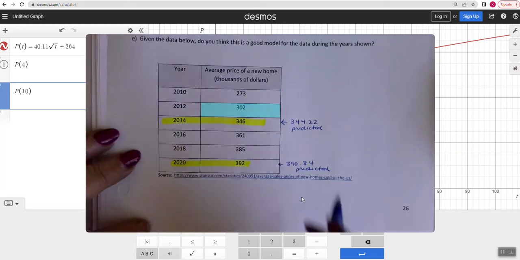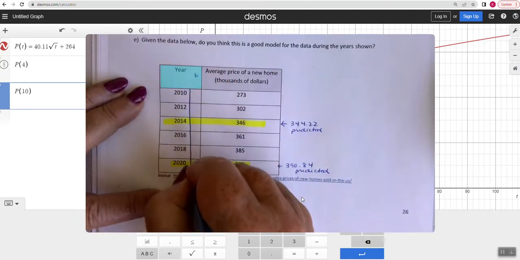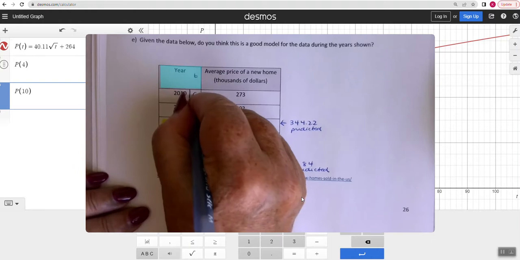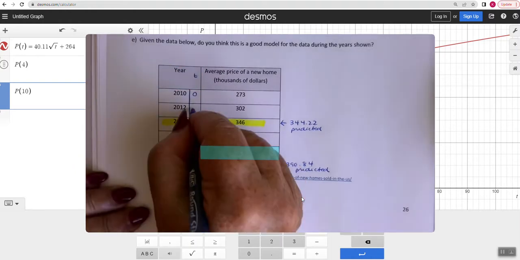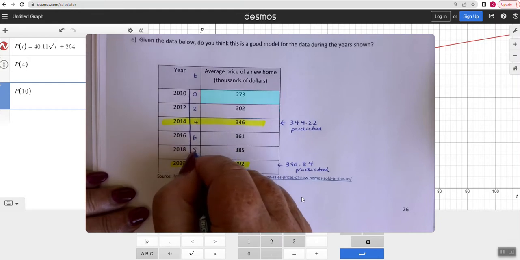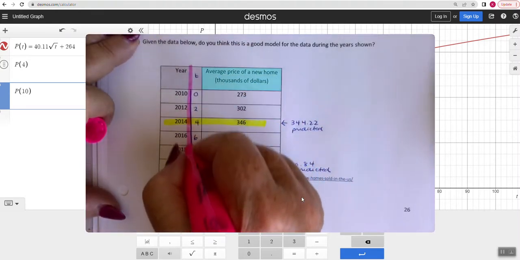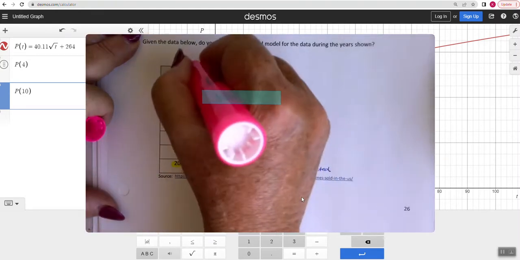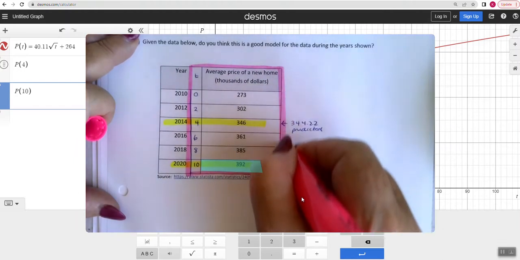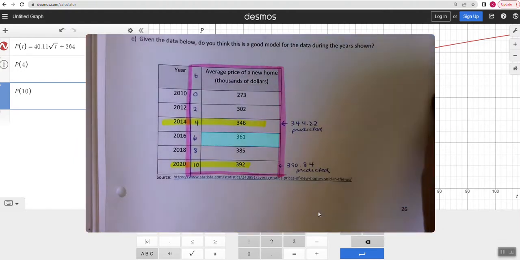I'm going to put my t-values in here. 2010 was my starting year 0. So this would be 2 years later, 4, 6, 8, and 10 years later. And so I'm going to have Desmos plot those points and see if it comes pretty close to my graph.